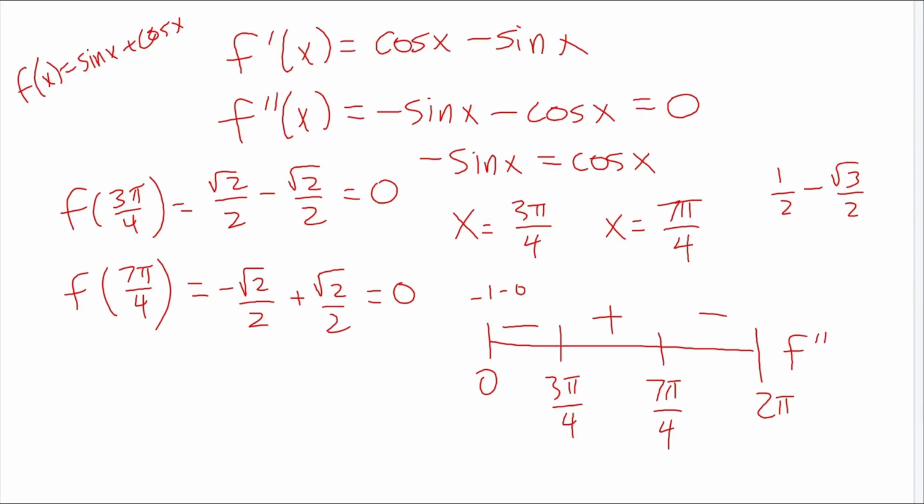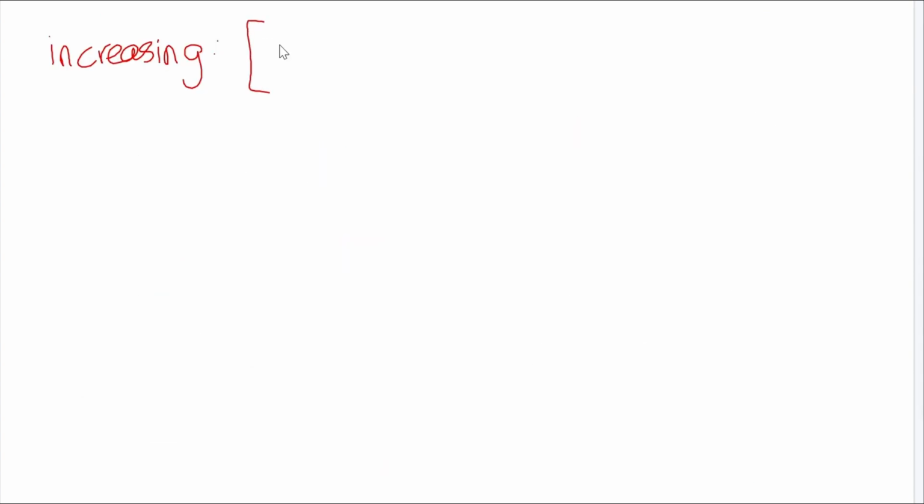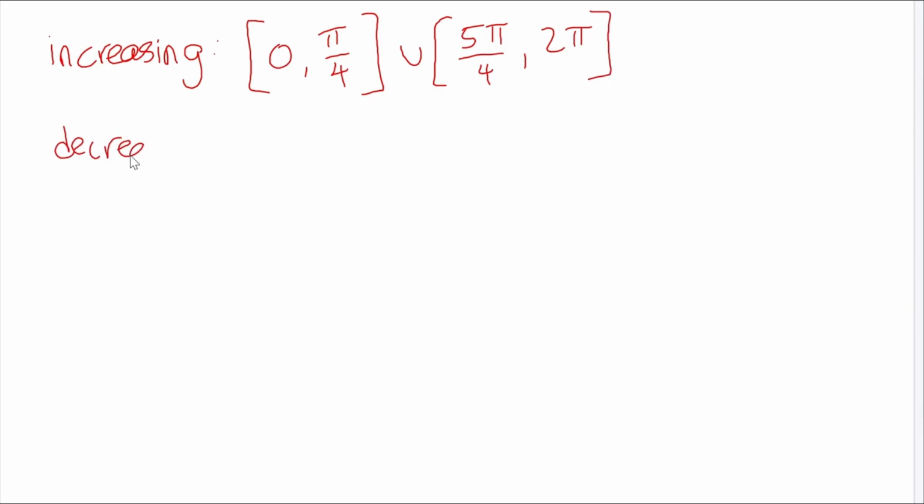So as we write all of this out, we got a lot of things to put down this time. And we'll kind of go back and forth between the screens as we do it. But if we look at our sign chart for our first derivative, we're increasing from 0 to pi over 4 and from 5 pi over 4 to 2 pi. So we'll say 0 to pi over 4 and 5 pi over 4 to 2 pi. We were decreasing on the other interval there, which was just from pi over 4 to 5 pi over 4.